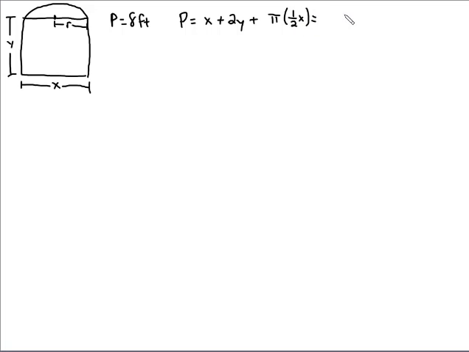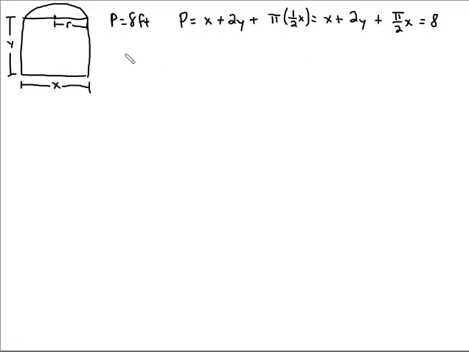Okay, so we can then write this as x plus 2y plus pi over 2x. Okay, so this has to be equal to 8.